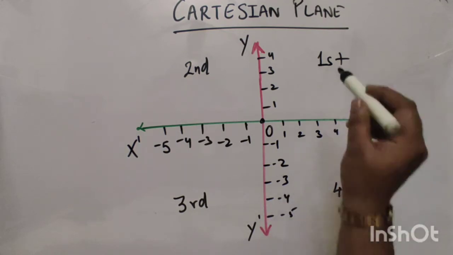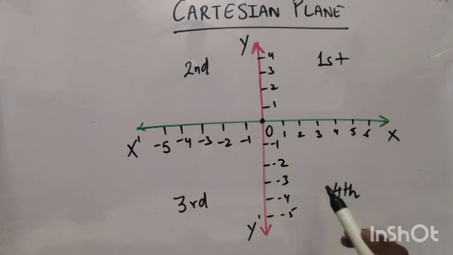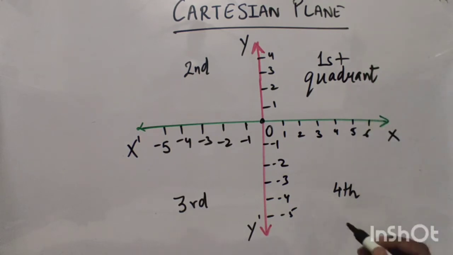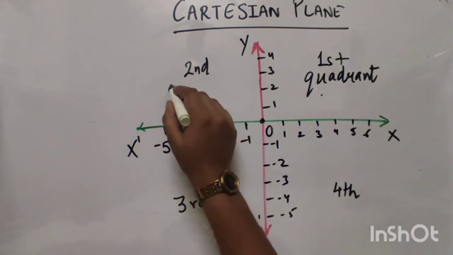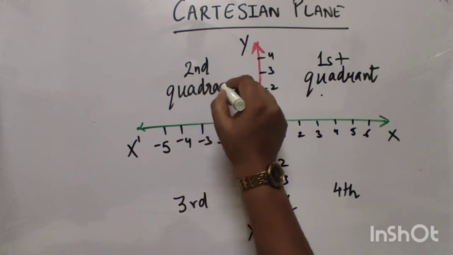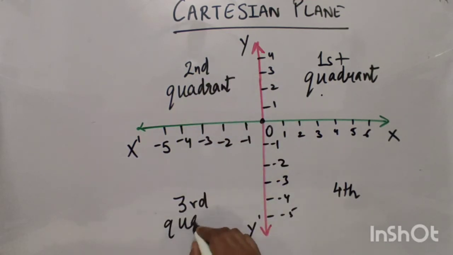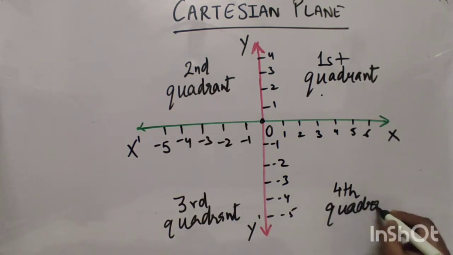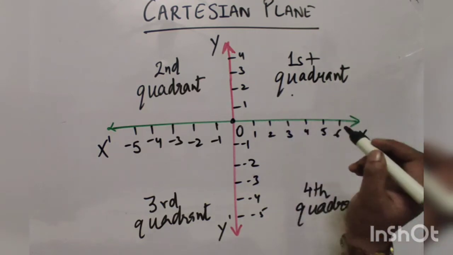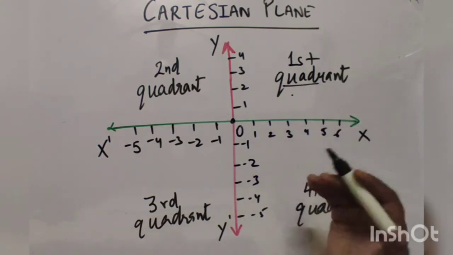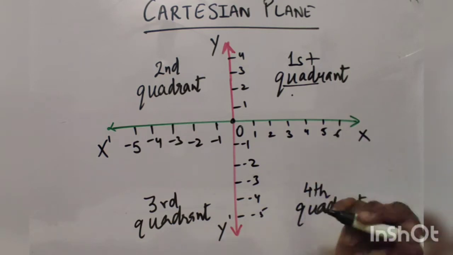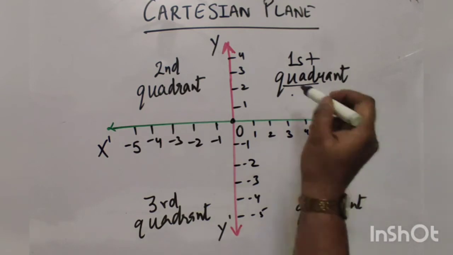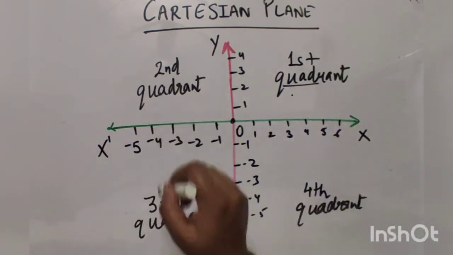Now, these parts here are known as quadrants, right? What are they known as? Quadrants. This is the first quadrant, this is the second quadrant, this is the third quadrant, and this is the fourth quadrant. Now, what does the word quadrant mean? Quadrant means divided into four parts. The word quadra means four. So here this whole region is divided into four equal parts.